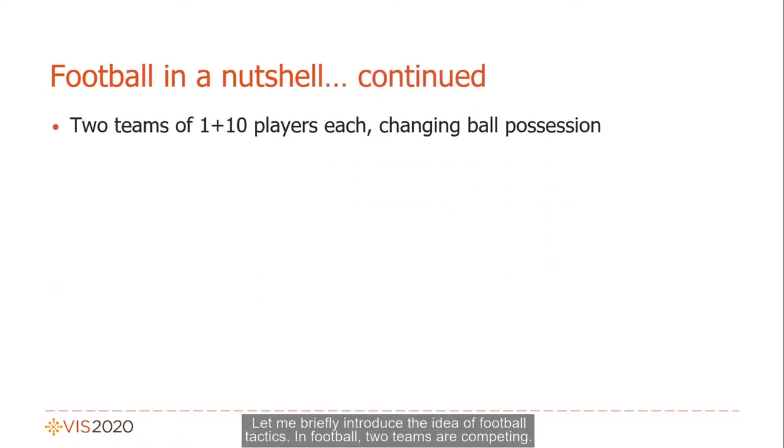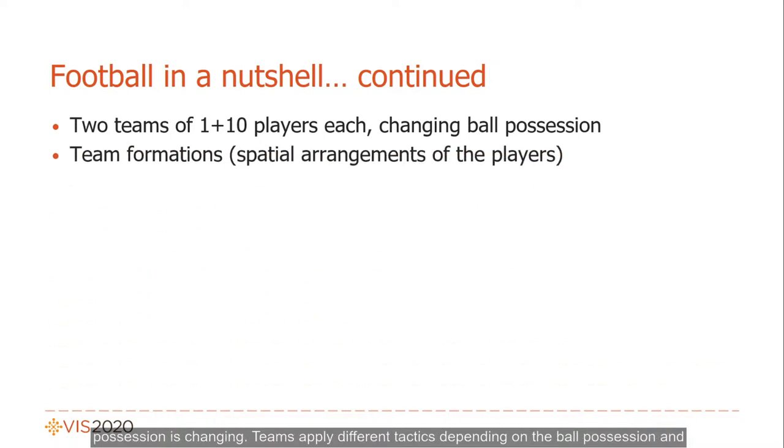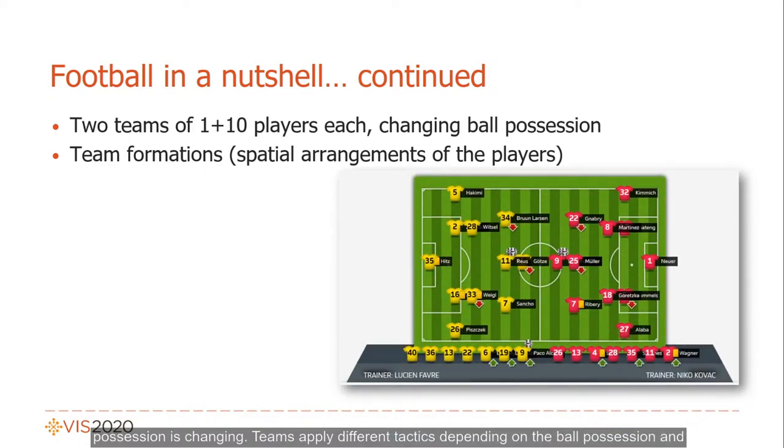Let me briefly introduce the idea of football tactics. In football, there are two teams consisting of a goalkeeper and 10 infield players, and during the game, the ball possession is changed between the two teams. An important aspect of tactics in football is spatial arrangement of the players within the teams. This is called team formations. This is how team formations appear in game records and, for example, in mass media.